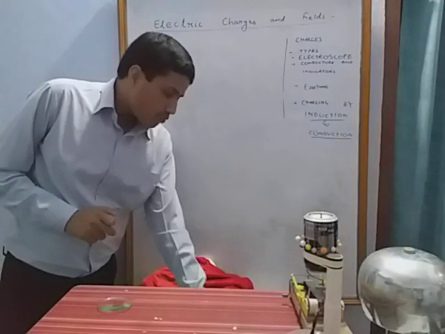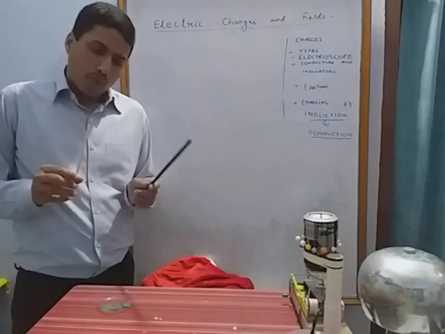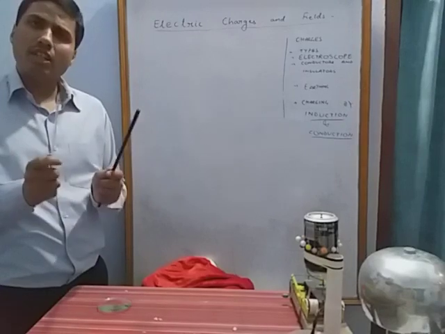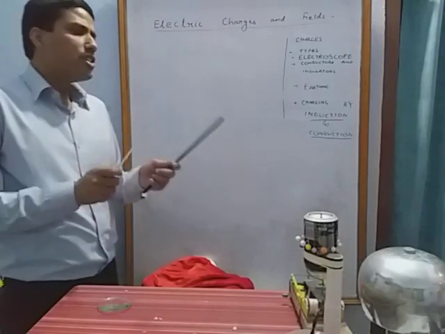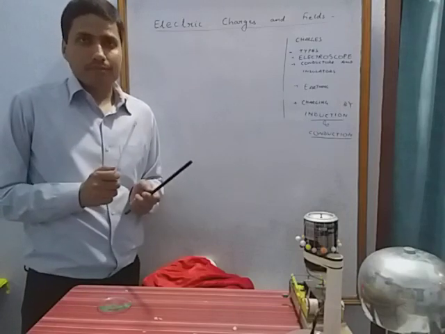But you saw that when I rubbed this ebonite rod and this glass rod, both of them got electrified, both of them attracted the bits of paper. So we say they developed charge. But how do we decide that they have the same type of charge or opposite type of charge?